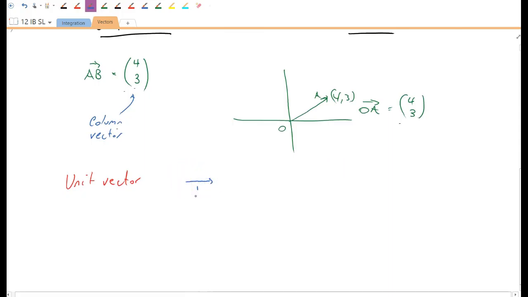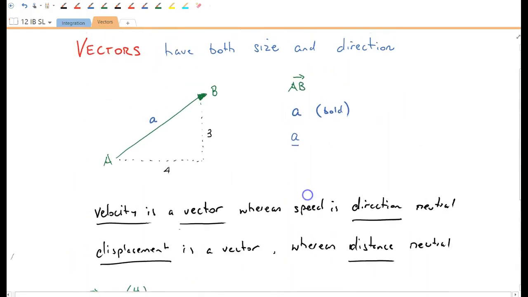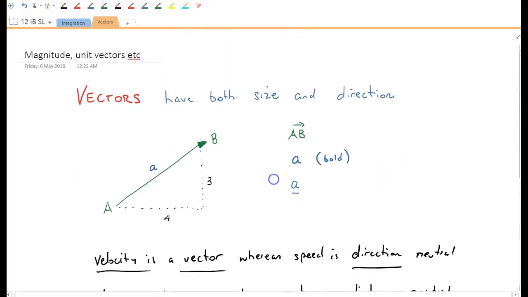A unit vector in the horizontal direction is i. And a unit vector in the vertical direction, straight up, so 1 unit there, is j. So we can represent this vector here, OA, or this vector here, AB. We can represent that. So a unit vector in the horizontal direction is called i.